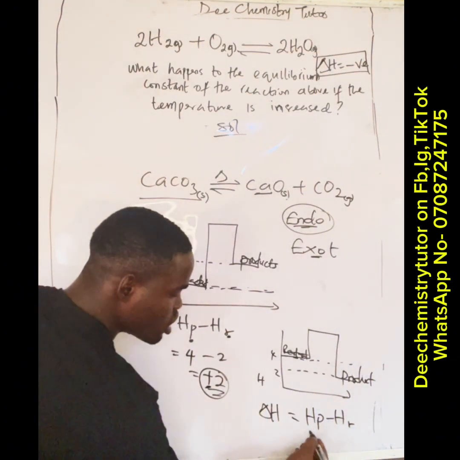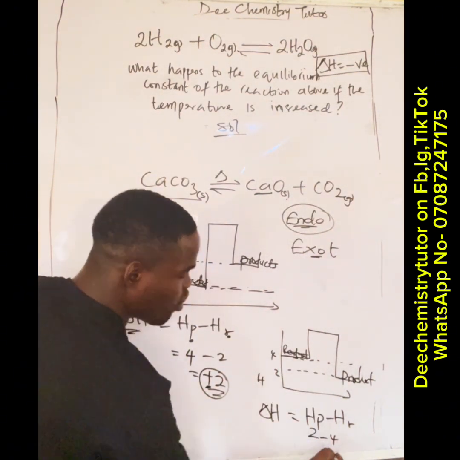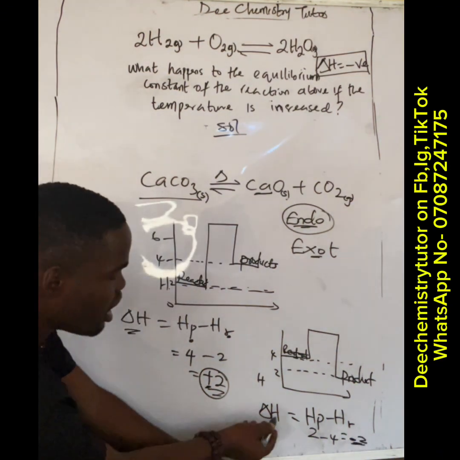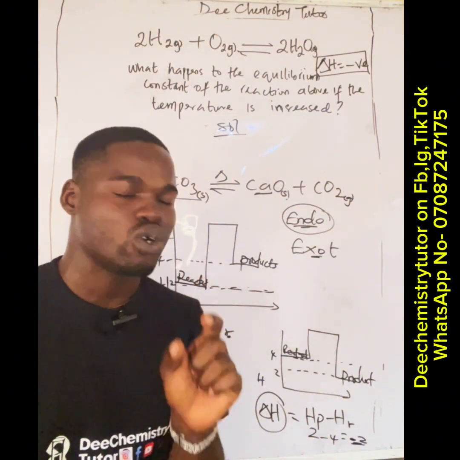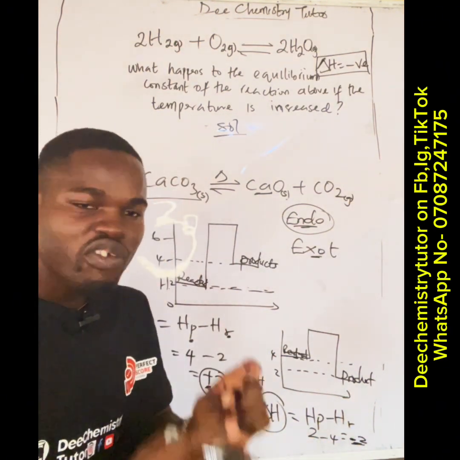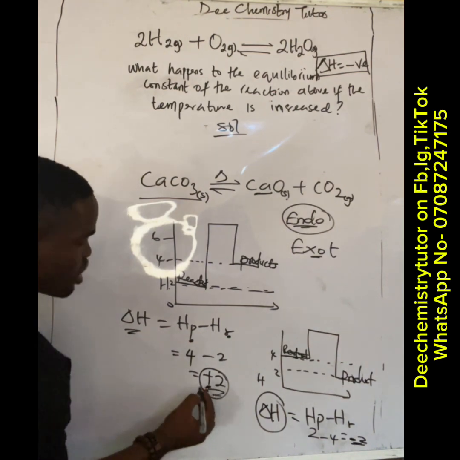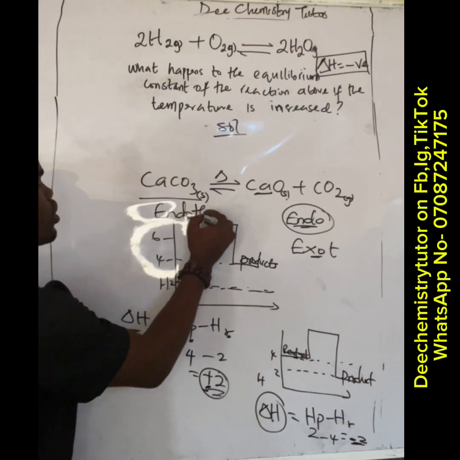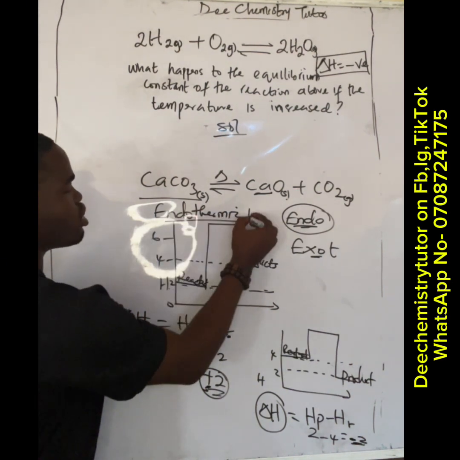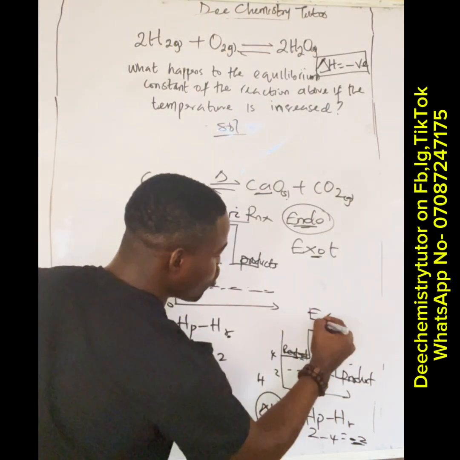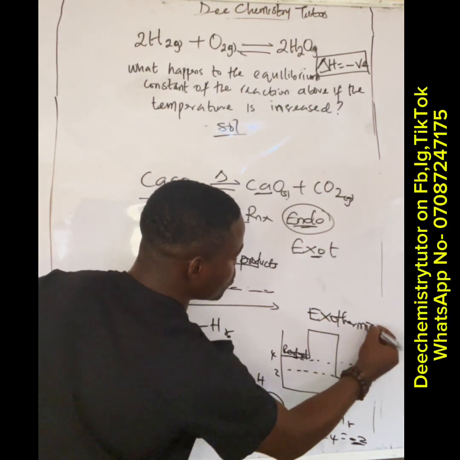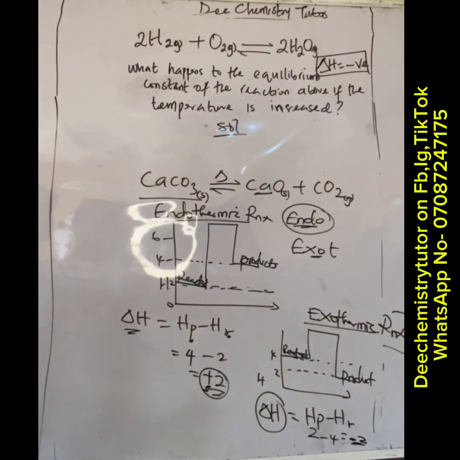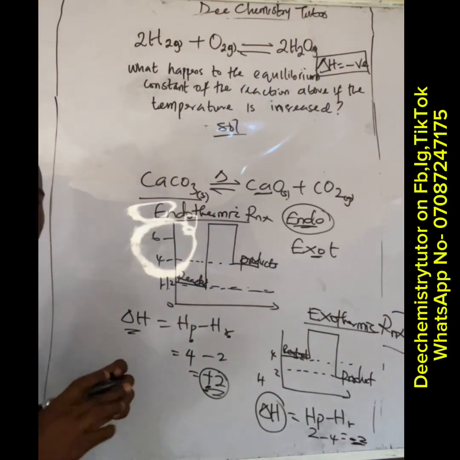So the HP here is 2, while the HR here is 4. So that is why you have minus 2. So in this case, that is why the enthalpy change for an exothermic reaction is negative. So if you know these 2 concepts, this endothermic, and this exothermic, it is very important that you know this profile. This is an endothermic reaction, and these are not exothermic. So JAMB can ask you, or any exam whatsoever, they can ask you this particular thing. So you have to first understand this particular concept.